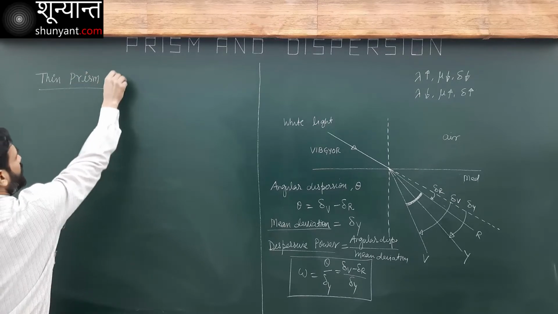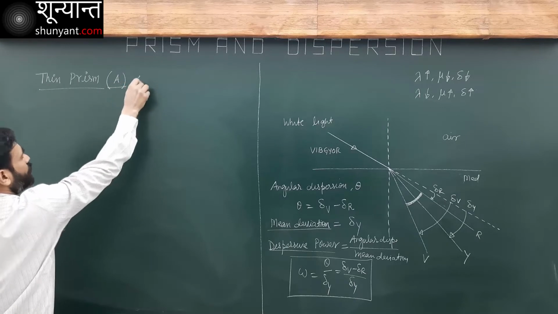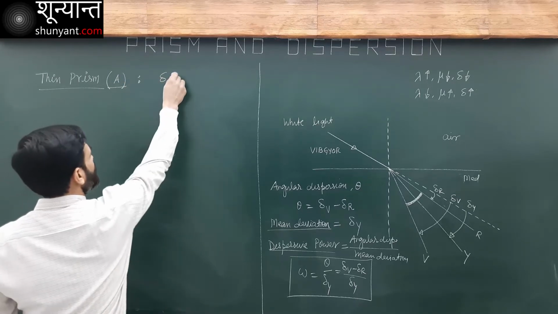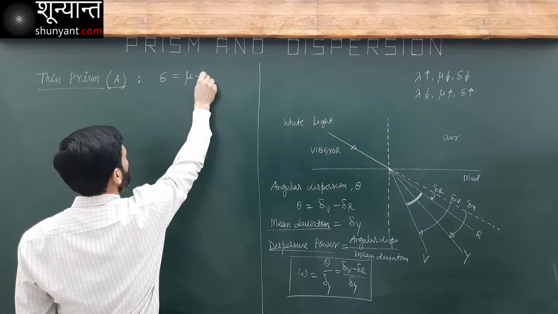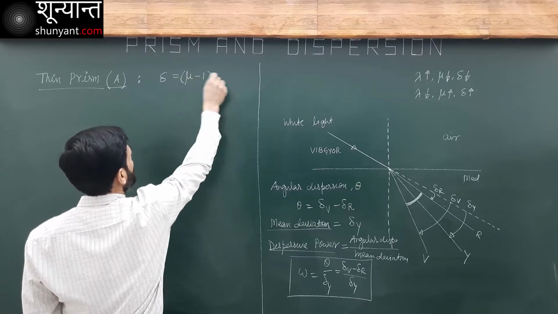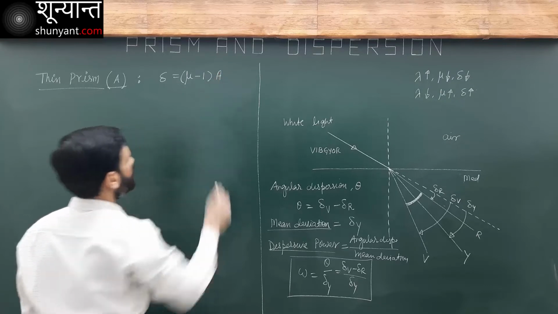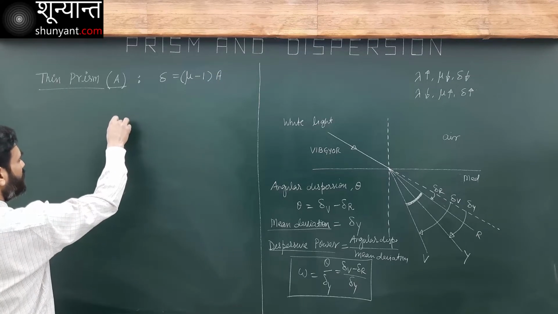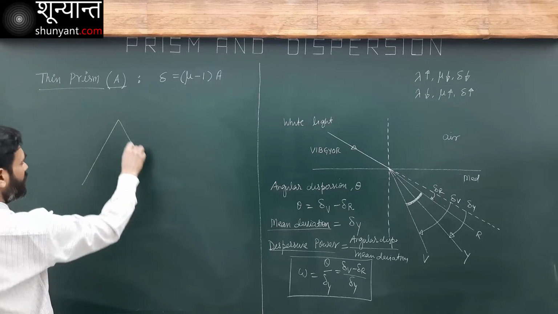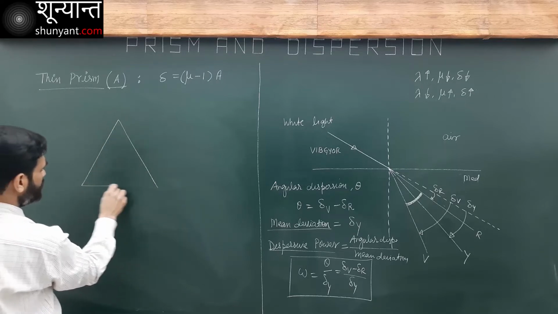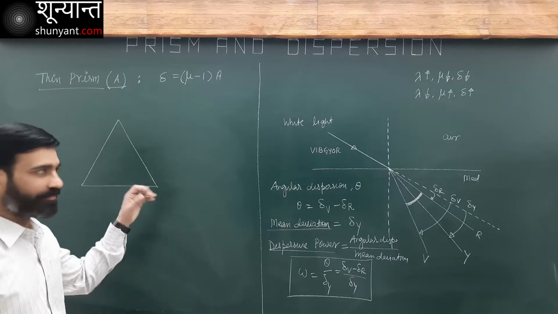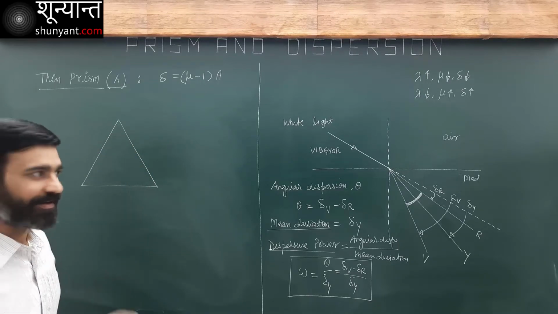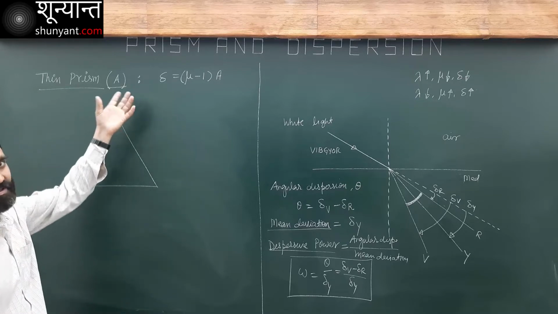Okay, angle A. What is deviation from a thin prism? Last lecture we studied this. It is going to be equal to mu minus 1 into A. Now, if I take a thin prism, I am drawing a big picture here just for clarity. Understand this. It is just for clarity. Otherwise, it is a thin prism.